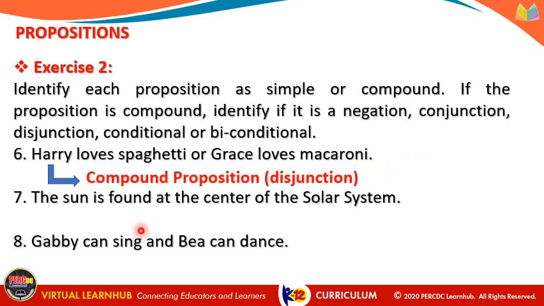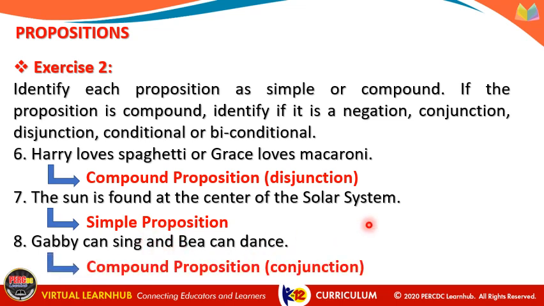Number 7, the sun is found at the center of the solar system. Now, this one only conveys one thought. Thus, this is a simple proposition. Number 8, Gabby can sing and Bea can dance. So you have two propositions. One is Gabby can sing, the other is Bea can dance. They are connected by the word and, therefore, you have a compound proposition, specifically a conjunction.